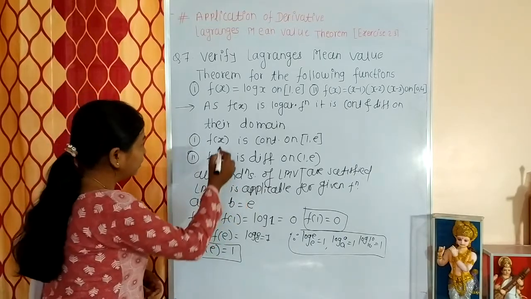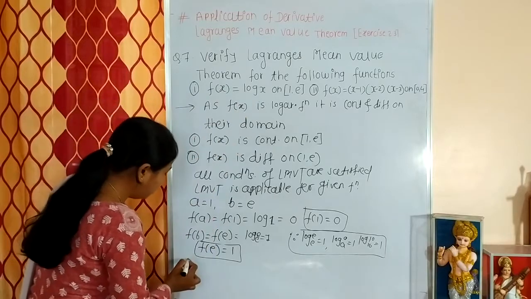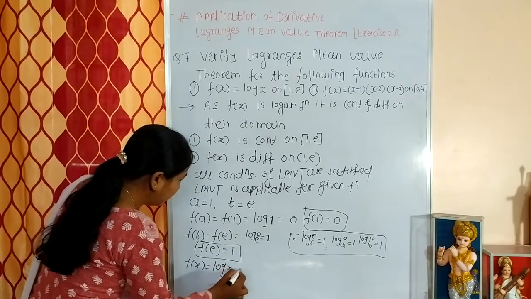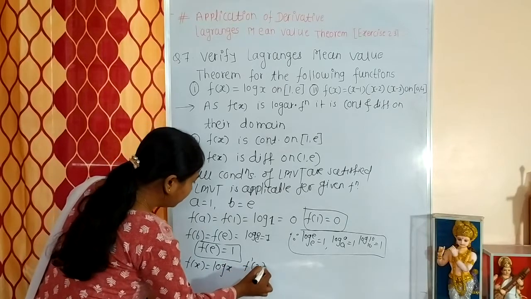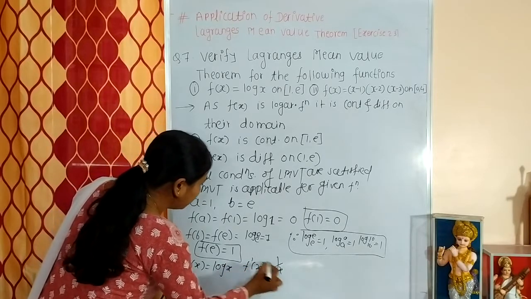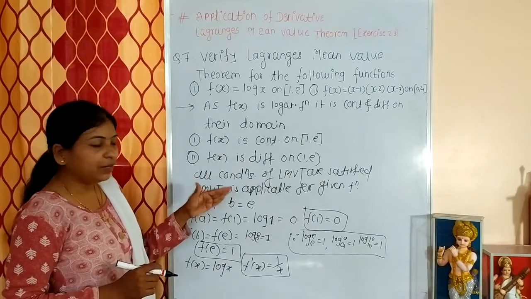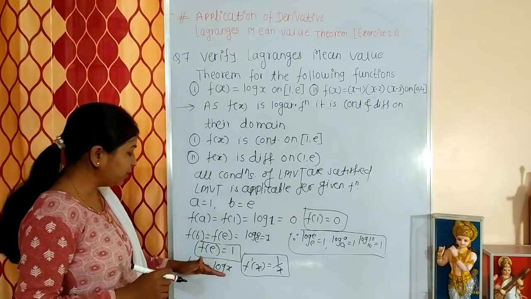Okay, for that we have to differentiate this function first. The function f of x is log x, so we find its derivative first, f dash of x. The value of f dash of x will be 1 upon x. Okay, then these two conditions of LMVT are satisfied. Then we find f of a, f of b, then its derivative.